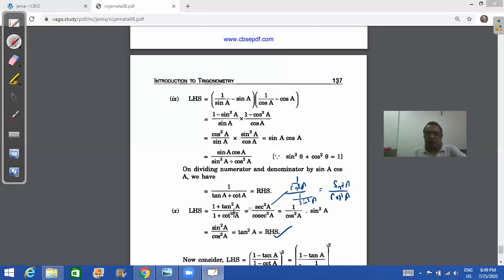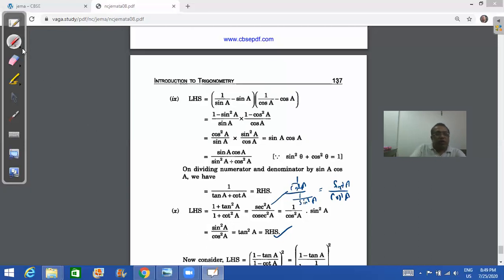Okay, so I hope that is clear. First I'm using the identity: 1 plus tan square A I've replaced with sec square A, and 1 plus cot square A is cosec square A. Then I've replaced sec with 1 by cos, so this becomes 1 by cos square. Cosec I've replaced with 1 by sine, so this becomes 1 by sine square. When I take the reciprocal of this, sine square goes right on top. So this becomes sine square by cos square, and sine square by cos square we know is tan square. Right?